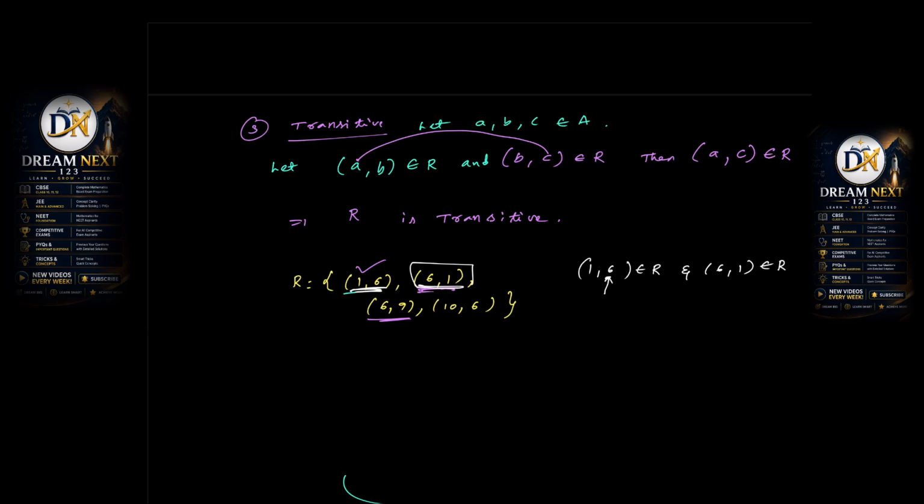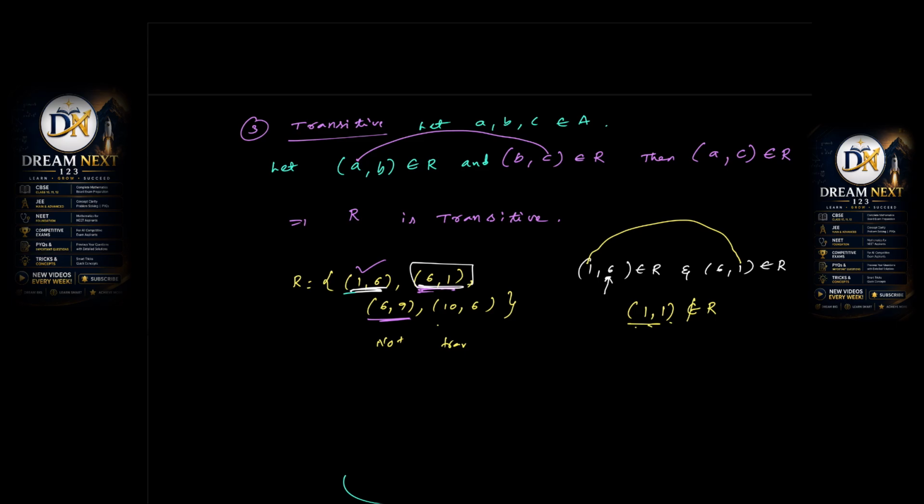Now we have to check the first element and the last element, which form the pair 1 comma 1. We have to check whether 1 comma 1 belongs to the relation. No, it does not belong to the relation, so it is not transitive. If it belongs to this relation, then it is transitive.